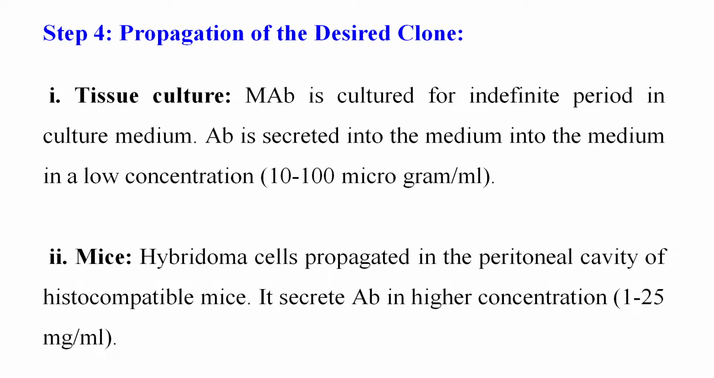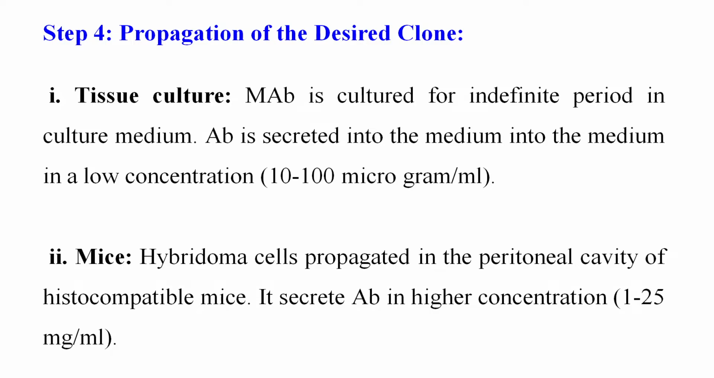So once that cloning is done, now we move on to the next step, that is the propagation. So we have to propagate or multiply our desired clone that we have chosen. So this can be done in vitro and in vivo. When we are talking about in vitro, it is done using tissue culture. So these MABs are cultured for indefinite period because they have the immortality characteristic in a culture medium. But the disadvantage of this technique is that we have very low concentration of antibodies that are secreted into the medium from the cells. So the low concentration, we are talking in terms of 10 to 100 micrograms per ml.